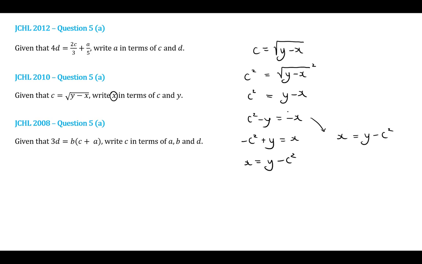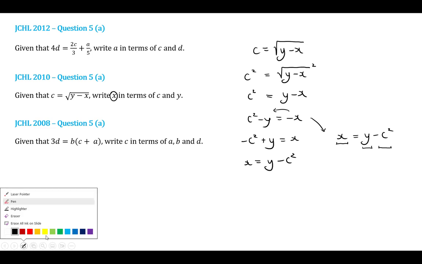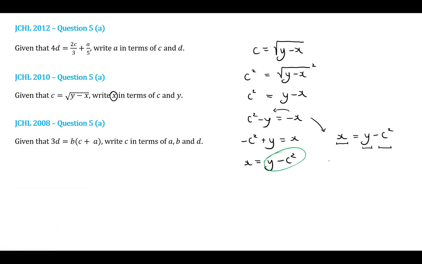So obviously the informal language is bringing minus x over here and making it a plus x, and bringing minus y over and making it a plus y, and plus c squared over and making it minus c squared. So either way, whatever way you break it down, we've isolated x. X is equal to y minus c squared.